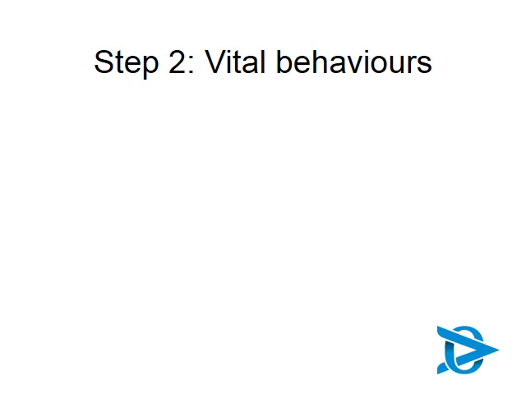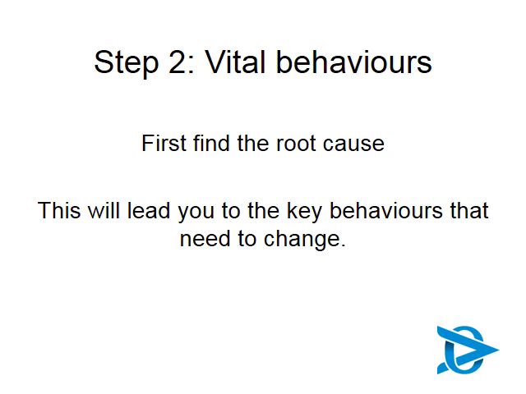Step 2. We now need to find those 1 or 2 vital behaviors that need to change to help our patient meet their goal. This is the most difficult step as we often address the wrong issues. If you and your patient do not understand the root cause of their difficulty in taking treatment, you cannot find the key obstacles that need to be addressed.